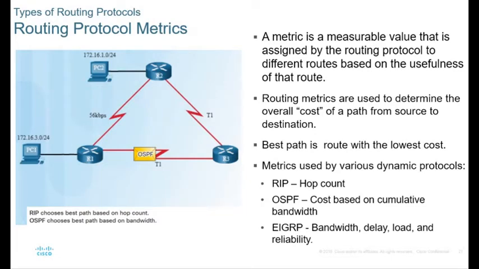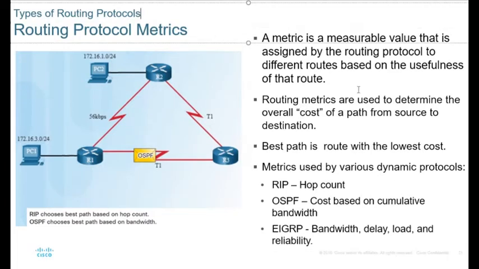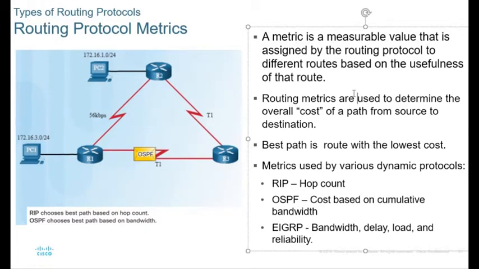So, measurable value. Certain routing metrics are used to determine the overall cost of a path from source to destination. So imagine the term cost. When you say cost in networking terms, we can say that that is the distance of a certain path from source to destination, or for example, from point A to point B.